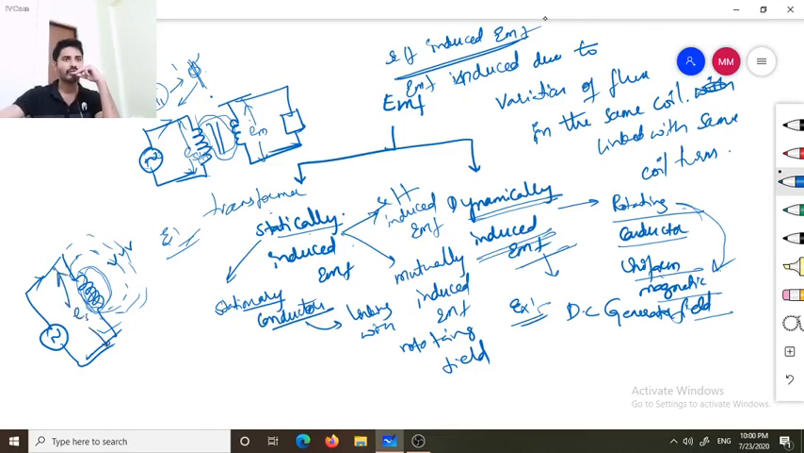So this is a stationary conductor, and the flux which is produced by the same coil is again linking with the same coil turns. That type of EMF is called a self-induced EMF. Now I got the point about what is meant by self-induced EMF: the EMF induced due to variation of flux in the same coil and linked with the same coil turns. That is nothing but a self-induced EMF.